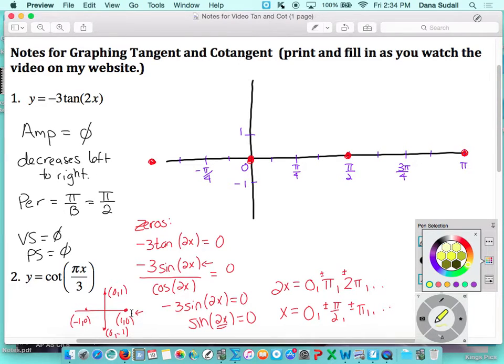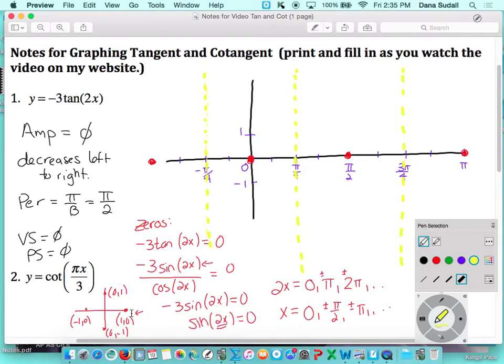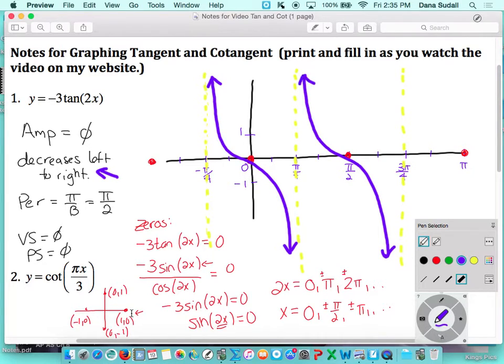And then remember, halfway between your zeros are going to be your asymptotes. So at -pi over 4, I'm going to have an asymptote. Halfway between 0 and pi over 2, so at pi over 4, we would have an asymptote. And 3 pi over 4. Then we can connect this with a nice smooth curve. Remember, we said it was going to decrease from left to right since it's negative tangent, getting close to the asymptotes without actually crossing. And that's 2 periods that you graph.